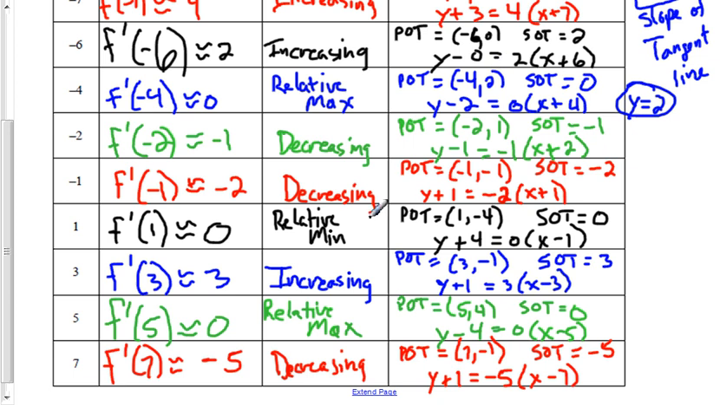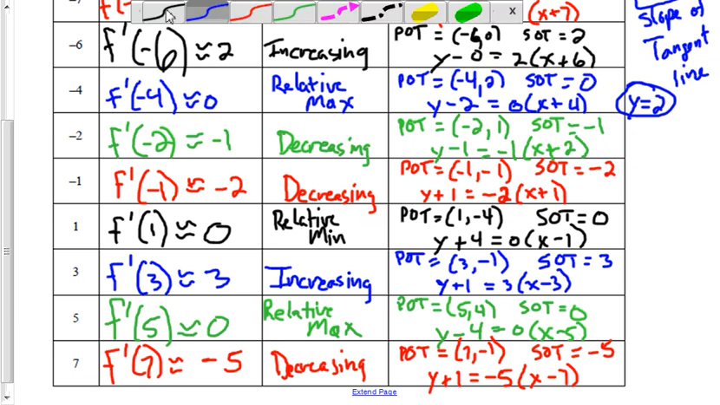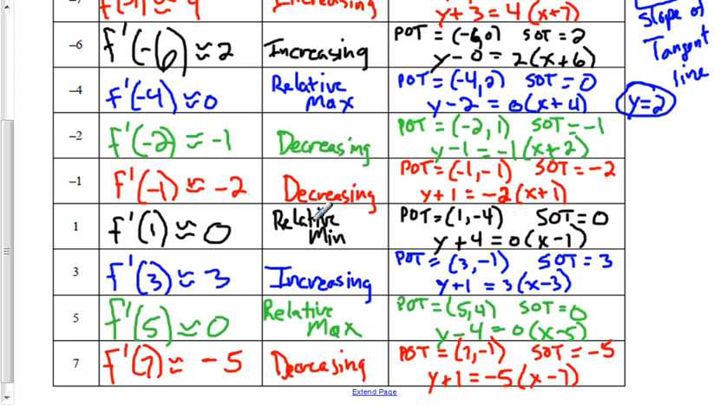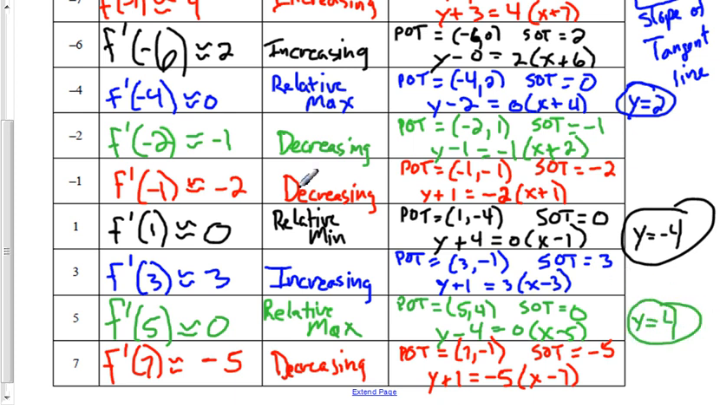Let's do the next one. We get slope is 0, it's a relative min. 0 times any factor is 0, so we get y equals -4, which represents the equation of the tangent line at that point. And the last one, slope is 0, is a relative max. That whole side is going to be 0. Y minus 4 equals 0. Bring the 4 over. We get y equals 4. Okay, and that goes to the graph on the previous page.